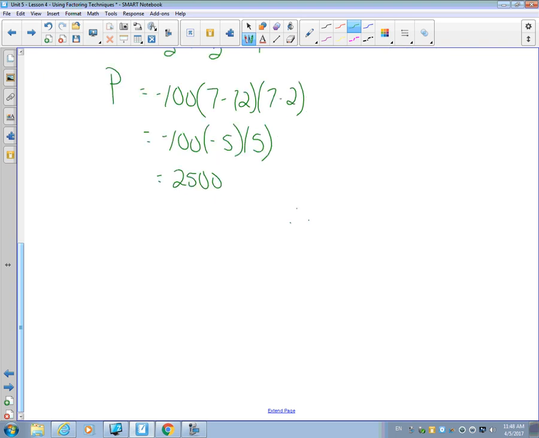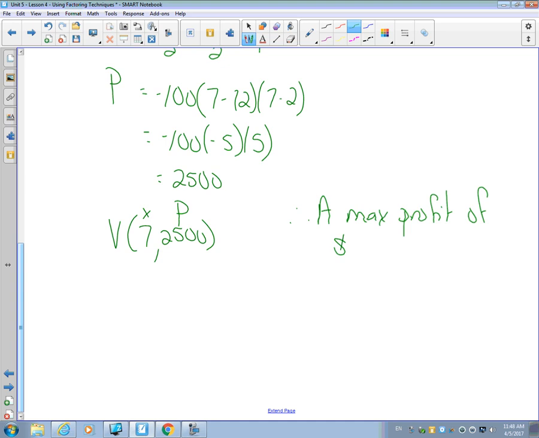Okay, the vertex was what? 7 and 2,500. Your x and your y. What does that mean? A maximum profit of, actually it's not x and y, it's x and p. P for profit. A max profit of $2,500 is made when x is 7. Remember, it's in hundreds, so 700 tickets are sold. We made a connection.